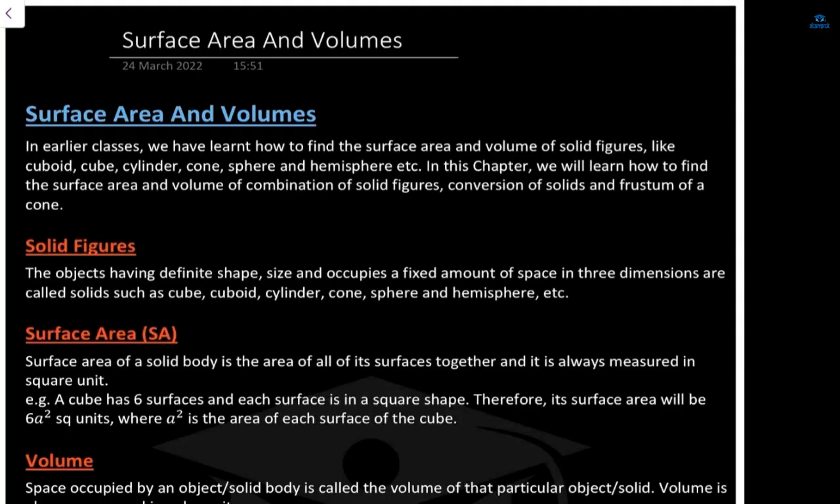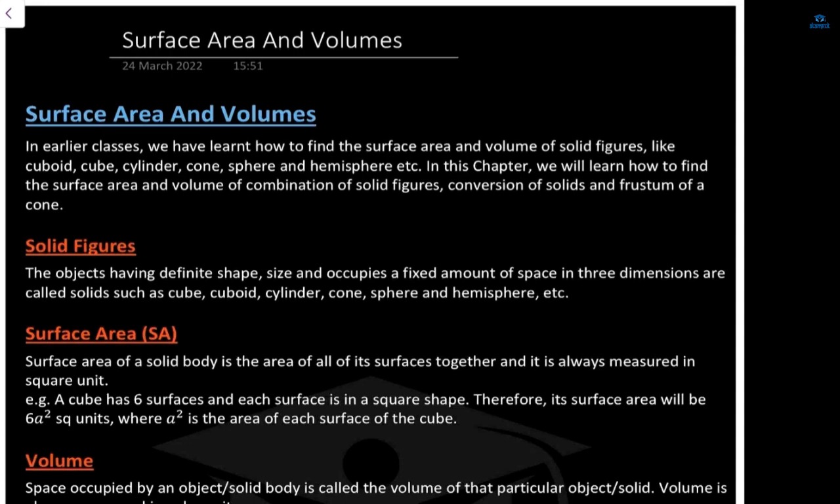Okay, first of all comes the solid figures. What is a solid figure? And I think you'll be learning surface area and volume for the cube, cuboid, cone, cylinder. Frustum is not there in your course, I think. So these many figures are there: sphere, hemisphere, these are all there.